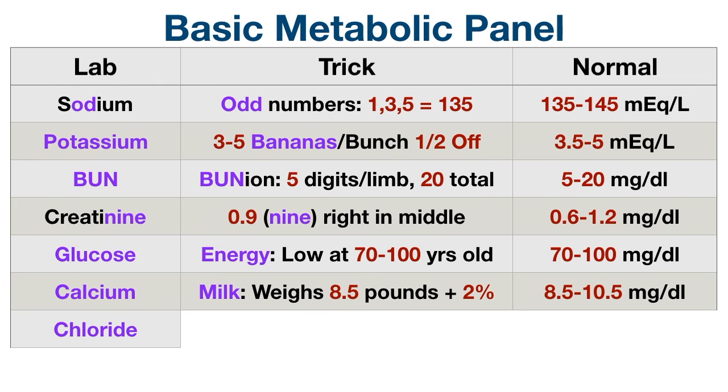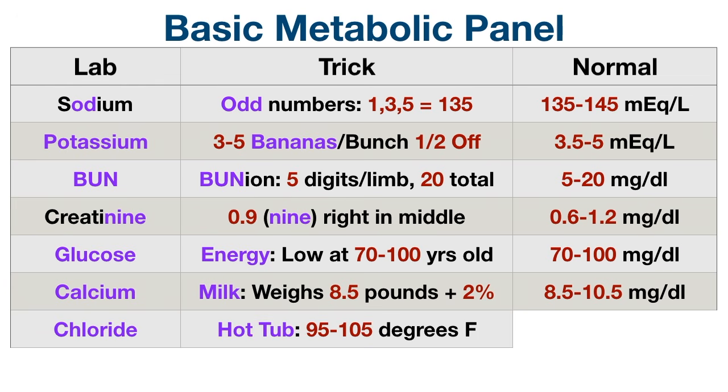Next is chloride. When you think of chloride, think of chlorine and a hot tub. The average temperature of a hot tub is 95 to 105 degrees Fahrenheit, which will help you remember the normal range of 95 to 105.